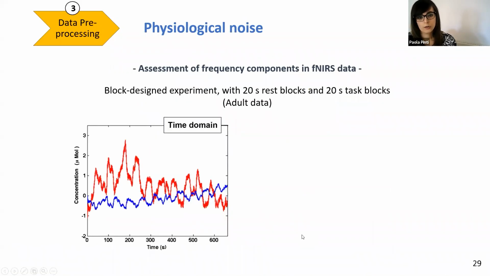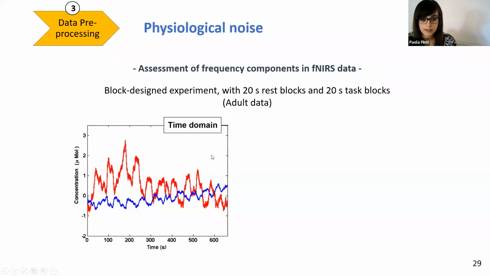So a useful tool to look at the physiological components in our fNIRS data is to look at the signals in the frequency domain, for example. Here I'm showing an example of an adult fNIRS signal, red being oxyhemoglobin, blue being deoxyhemoglobin, recorded during a simple block design experiment with 20 seconds rest blocks and 20 seconds task blocks.